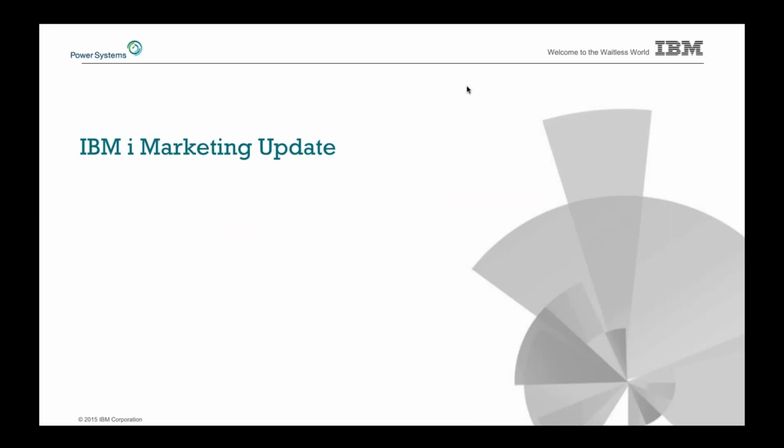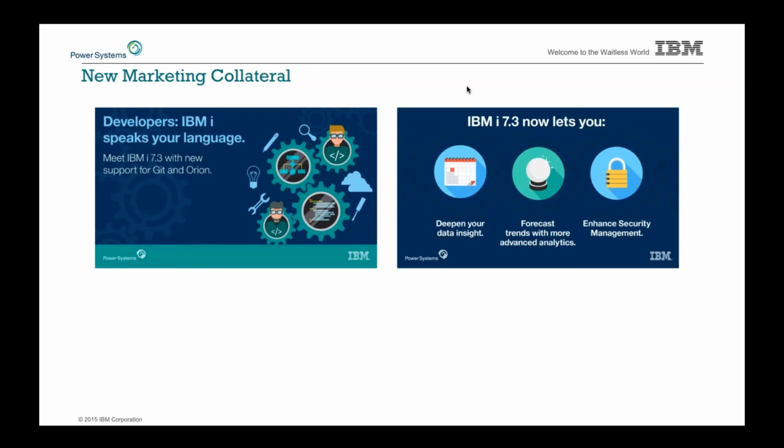So, a couple things. Our marketing team has created a couple new things. You'll see some new marketing collateral here and there. We've got a couple new posters that they've created that you'll see in different places. With our Git and Orion support, 7.3 has gotten some new stuff for the enhanced security as well as our deepening of our data insight. And so these are some things you'll see. They had some videos earlier this year. So we're starting to see some help from the marketing team, which I'm personally very excited about having some of this available to us.